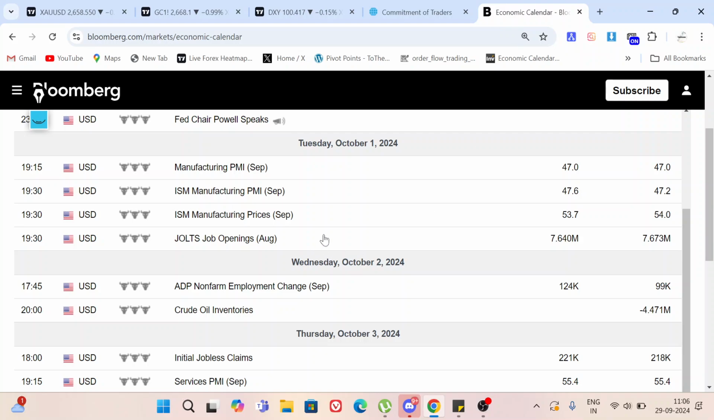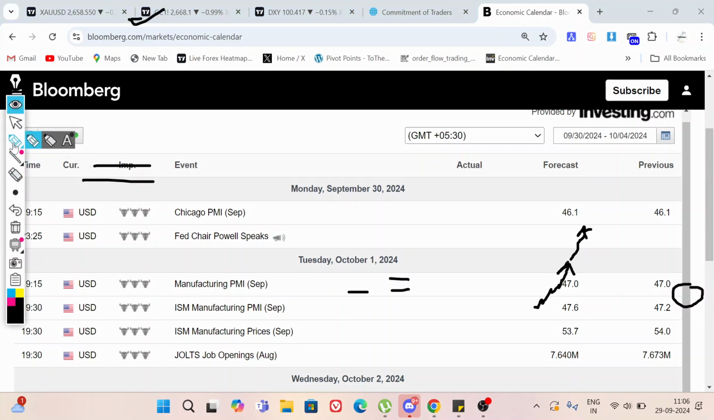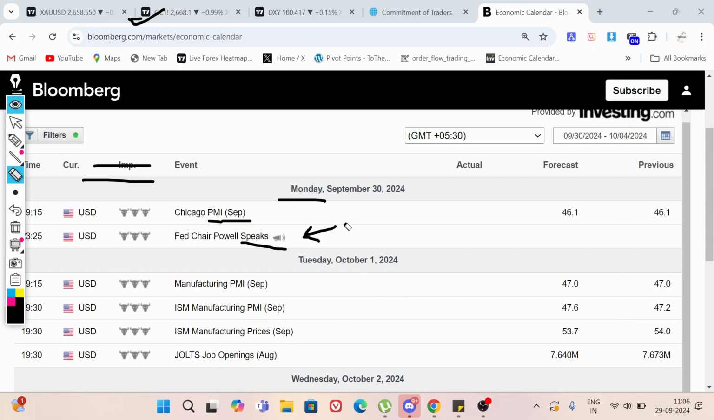And what are the data that we have to watch for next week? Let's discuss that. On Monday we have Chicago PMI and Fed Chair Powell speaks. This is important high impact data that we have to watch on Monday, and it can generate good volatility that we have to take care of.